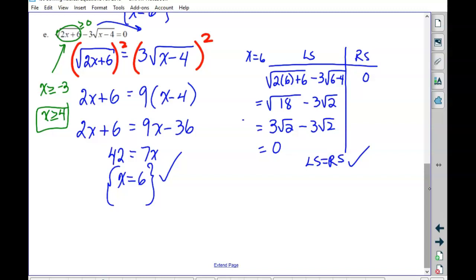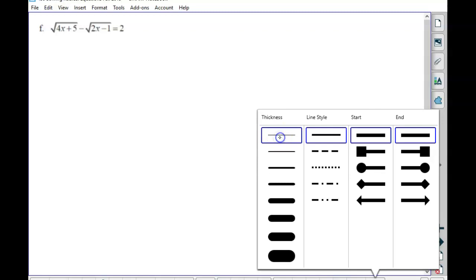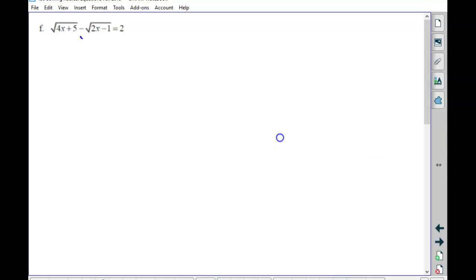Then for f, it has 2 radicals and another term. So again, same as this one, get a radical on each side. Makes it a little bit easier in terms of squaring both sides. You can square both sides there, but it's more complicated. So here, I'm just going to bring this term to the right. So this is going to be root 4x plus 5 equals 2 plus root 2x minus 1. A radical on both sides. We're never going to give you one with 3 radicals.